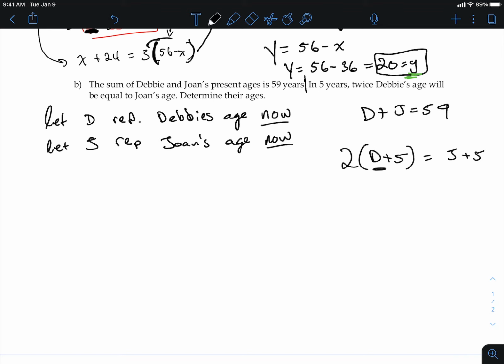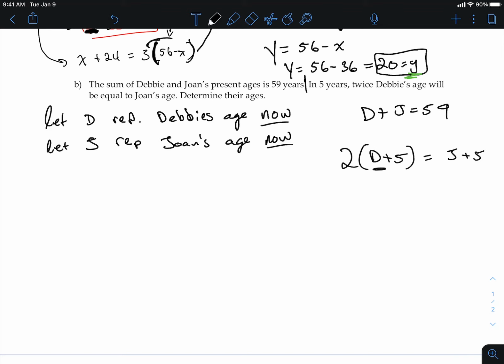Remember, both of these are very specific conditions, right? But they can be represented by lines. And we can use both those lines to figure out how old they are in this instance. Okay? What would, yes, Tobias?